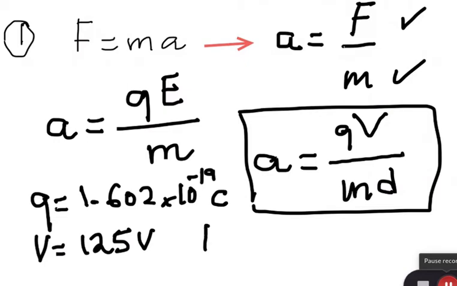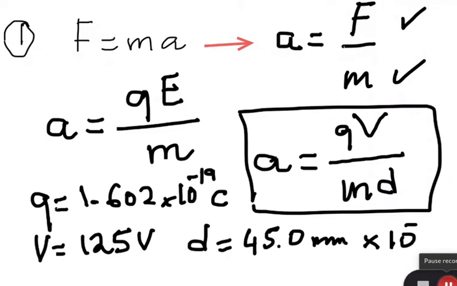The distance is given as the distance between the plates, 45.0 millimeters. So we have to change it into meters by multiplying this by 10^-3 meters, so that we get rid of the millimeter units and change it to meters.